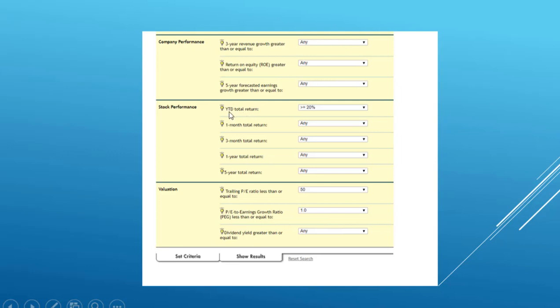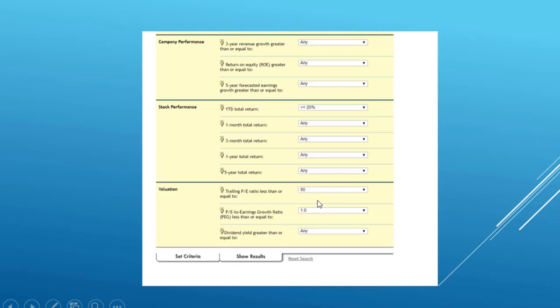Scrolling down the page, I see that company performance, I'm going to leave that to any. Stock performance, I'm going to request that the year-to-date total return be greater than or equal to 20%, which tells me the stock price is probably going to be also a little bit volatile. The rest of these I'm going to leave at any.